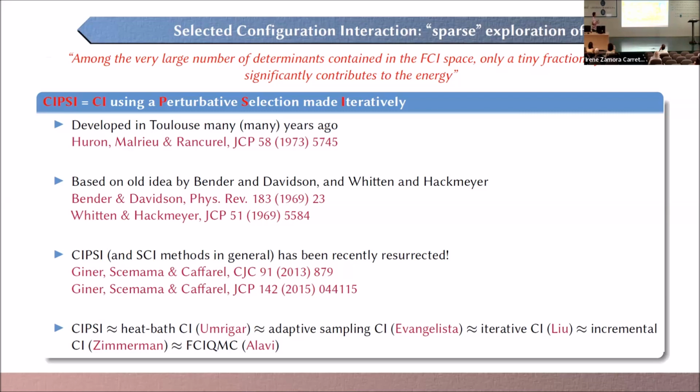Basically, the same idea developed in different types of methods. Maybe you've heard about the heat bath CI method of Cyrus Umrigar. It's basically the same idea. The way you explore the Hilbert space is not quite the same, but it's very, very similar. Adaptive sampling CI from Francesco Evangelista is very similar to this. I actually think it's exactly the same. You have iterative CI, incremental CI, and also full CI QMC, which is just a stochastic version of CIPSI, actually. So it's basically the same.